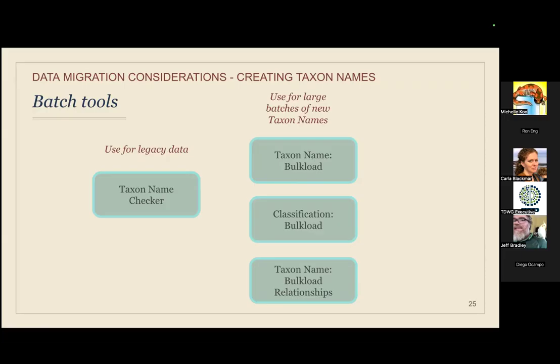Once you've created a bunch of new names, though, the next thing you want to do is add their classifications. And you can also bulk load these with a tool that just has a bunch of columns that let you add all the metadata and the terms in an order.